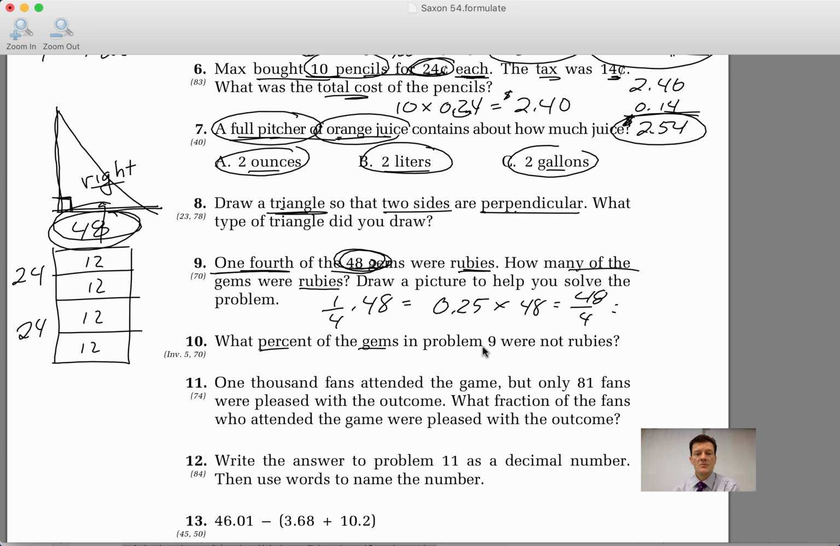What percent of the gems in problem 9 were not rubies? We already answered that, because 1/4 is 25%. So if 25% are rubies, then the remaining percent, in order to get to a total of 100, would not be. So that's your 75%.